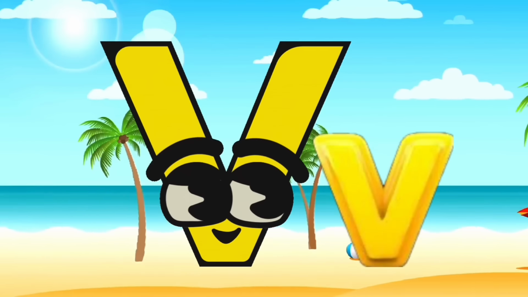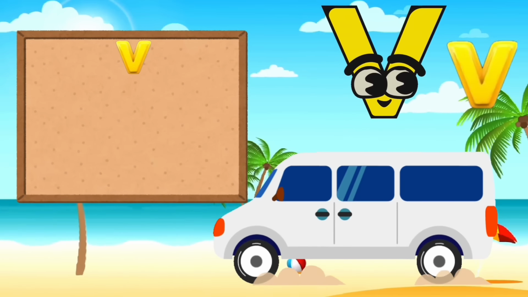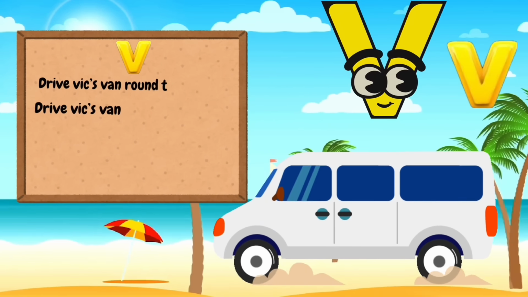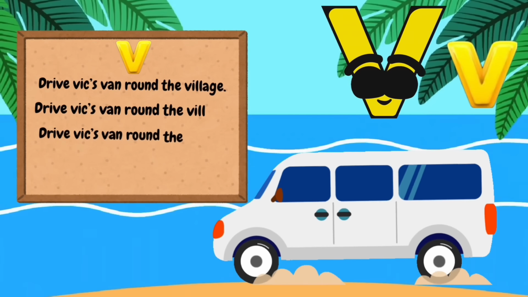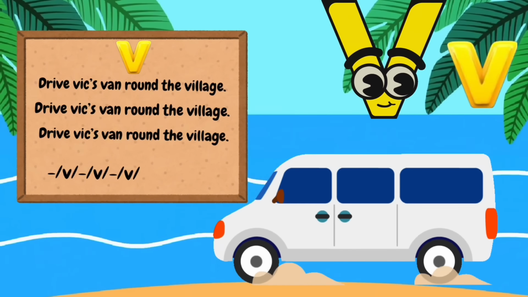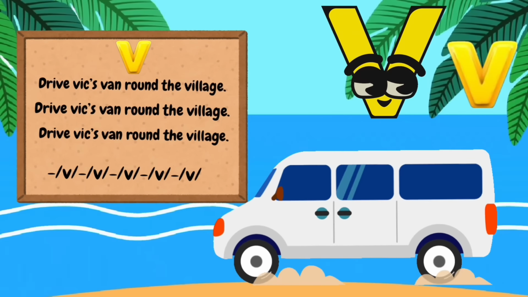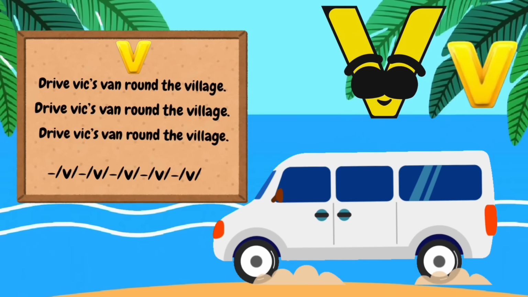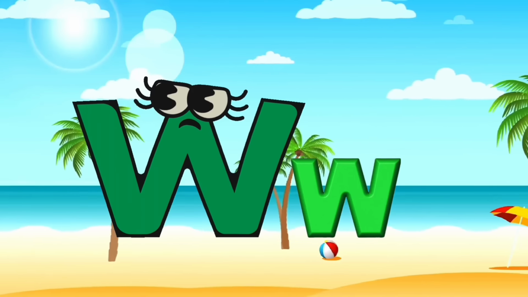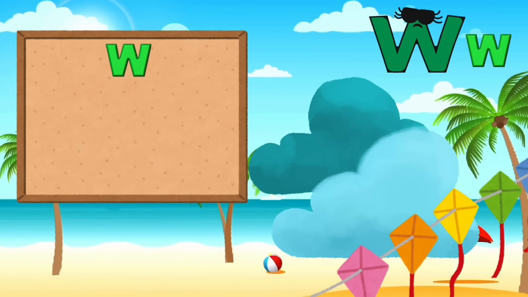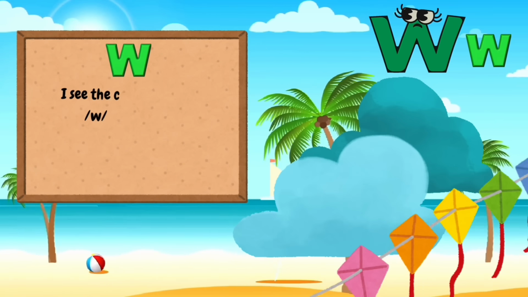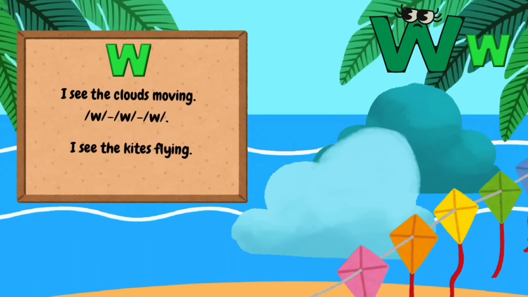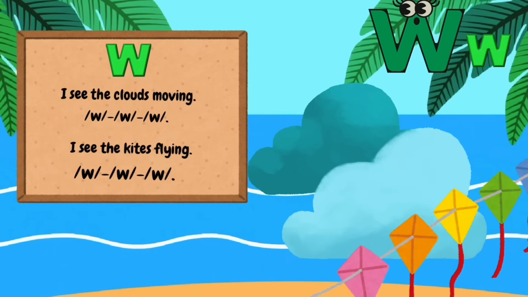V, v. Drive Vic's van round the village. V, v, v, v, v. I see the clouds moving. I see the kites flying.